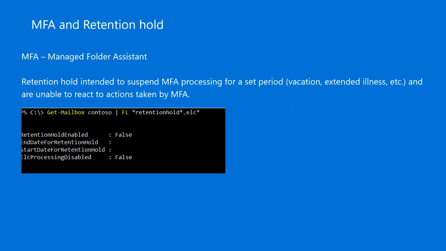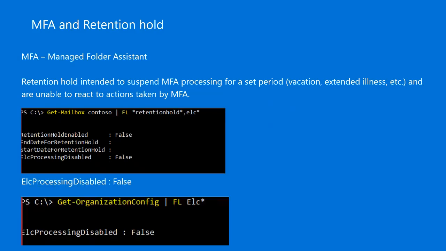Now, can I do it organization-wide instead of doing it per mailbox? Yes. Set-OrganizationConfig with the attribute ElcProcessingDisabled. If you set this attribute in the organization config to true, MFA will not process any of these mailboxes. So when do we need to do it?